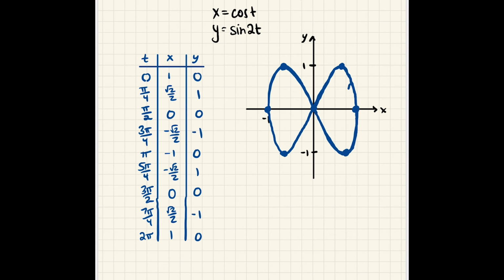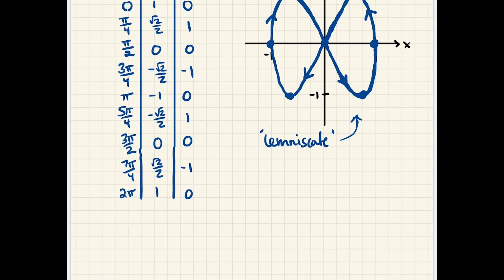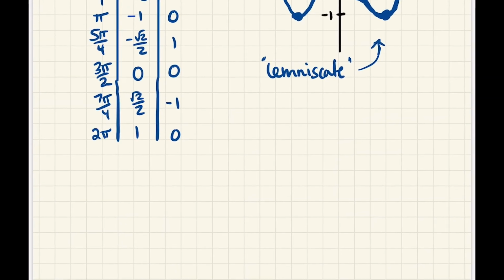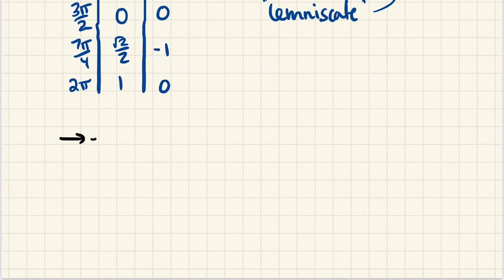So let's put in our direction of increasing t. And what we have is this sort of figure 8 shape, and it's called a lemniscate. What if we actually endeavored to eliminate the parameter? Like, what would we get? Well, let's see.